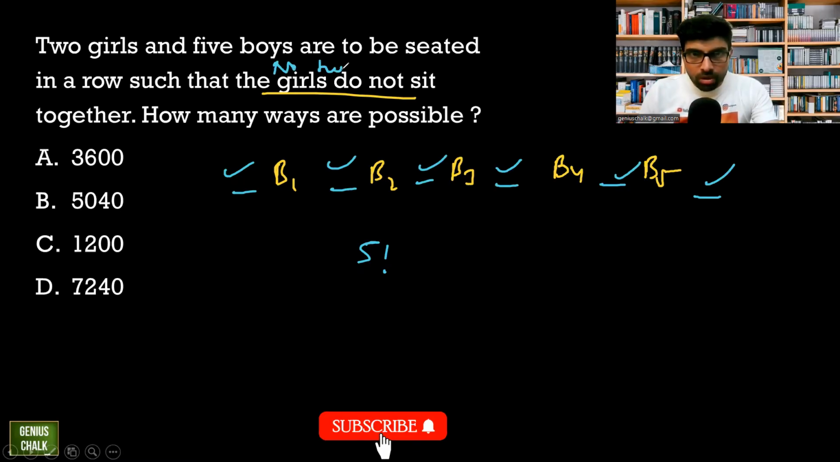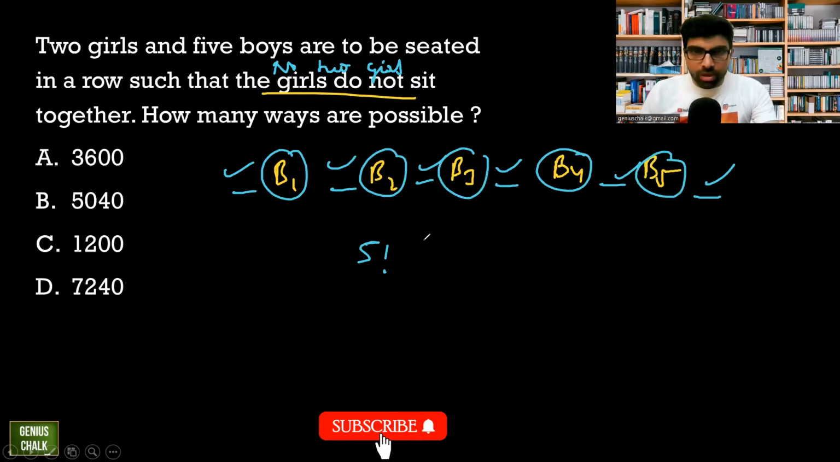No two girls are sitting together. In this case, what do you do? Make these boys sit first. So the boys will sit in 5 factorial ways. Now, how many spaces are left for the girls to sit? Because they have to maintain the gap between the boys, as they cannot sit together. No two girls together is the condition. So for girls, there are 6 places: 1, 2, 3, 4, 5, 6, and there are 2 girls, so they will arrange themselves in 6P2 ways.